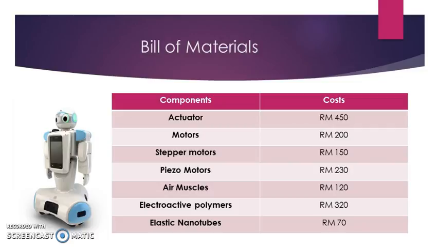So everyone, these are the views of materials. There are actuator motors, stepper motors, piezo motors, air muscles, electroactive polymers, and elastic nanotubes. These are the components that must be in each robot.